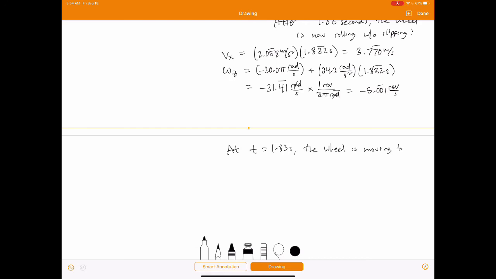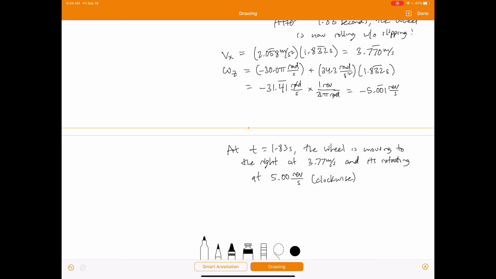Okay. So at this time, at t equals 1.83 seconds, the wheel is moving to the right. That's the positive x direction. At a rate of 3.77 meters per second. And it's rotating at 5.00 revolutions per second. And again, that would be clockwise.